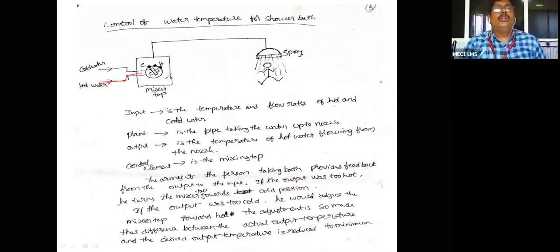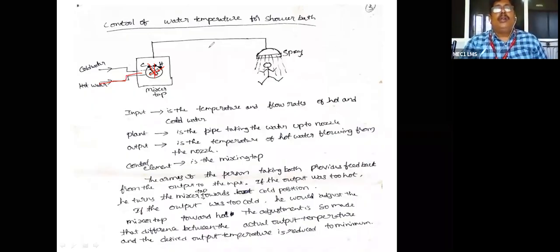For example, if he needs hot water, he will rotate the regulator to the hot side. This is the hot side, see here. And if he needs cold water, then he has to manually move or rotate the regulator. Then the water falls on him, and he takes his bath according to his requirement, cold or hot. According to his requirement, he will shut off the flow.